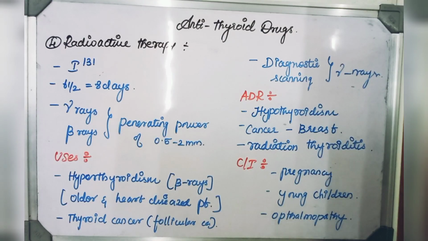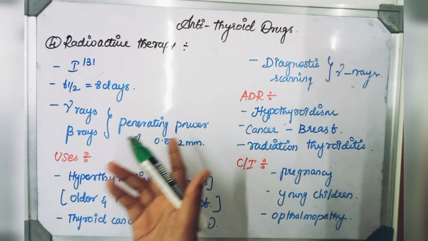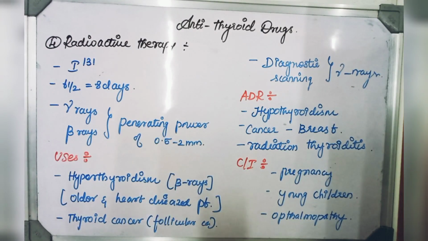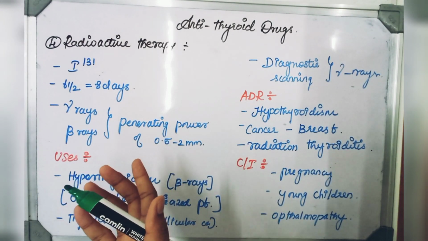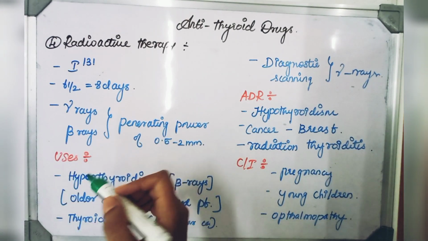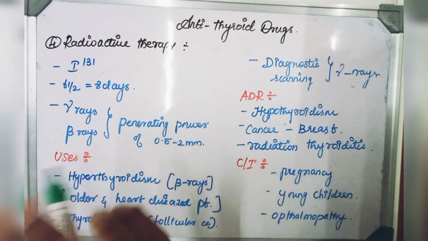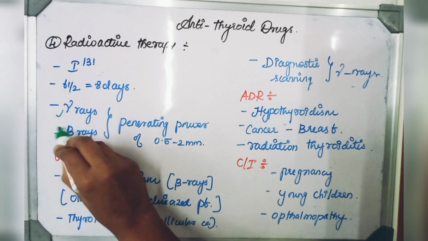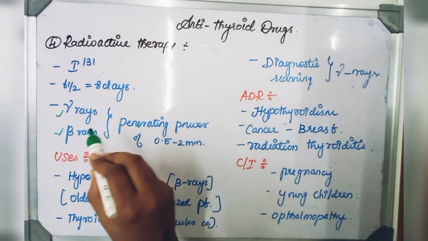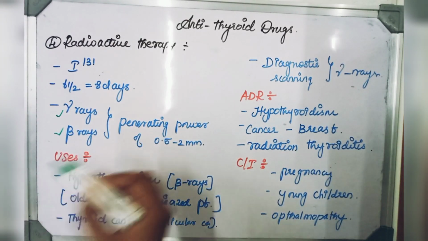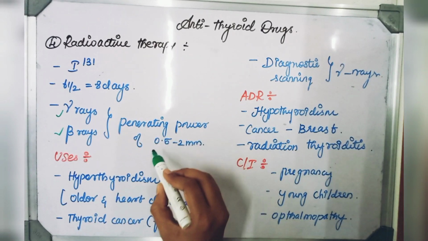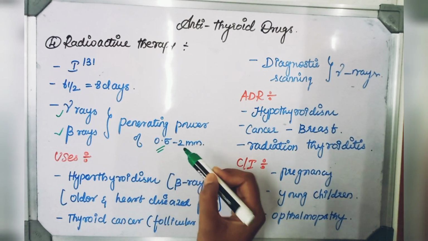So now we are going to see radioactive therapy of the thyroid gland. The element we are going to use in this procedure is iodine 131. This is a radioactive iodine which has a half-life of 8 days. Iodine 131 has two rays, one is gamma ray and the other is beta ray. Both of them have a penetrating power of about 0.5 to 2 millimeters.